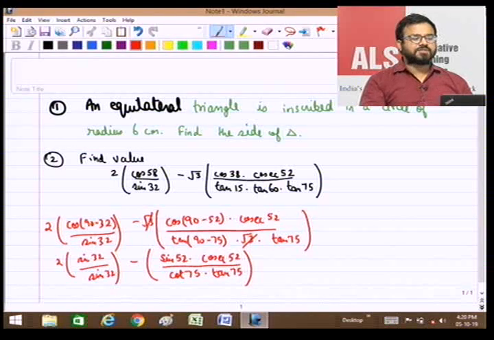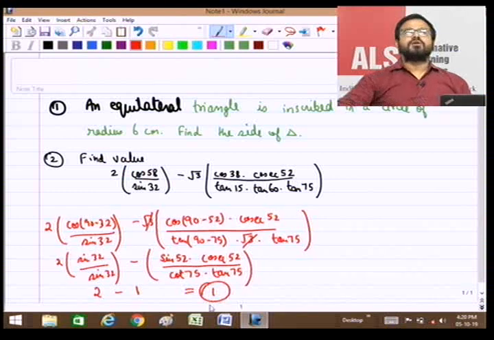Now sin 32 and sin 32 will get cancelled out, so we'll get 2 from here. Sin into cosec is 1 and cot into tan is also 1, so this will be completely 1. So 2 minus 1 is going to be 1. 1 is the final answer.